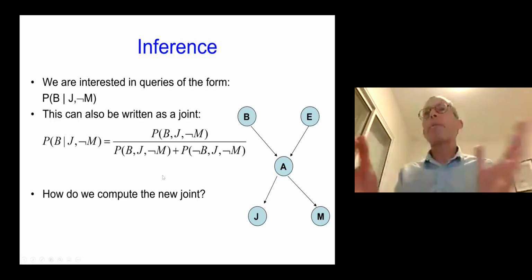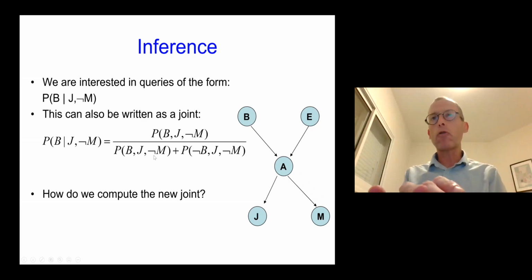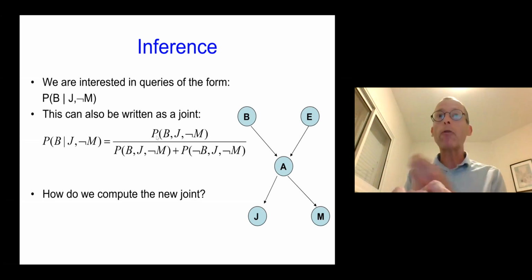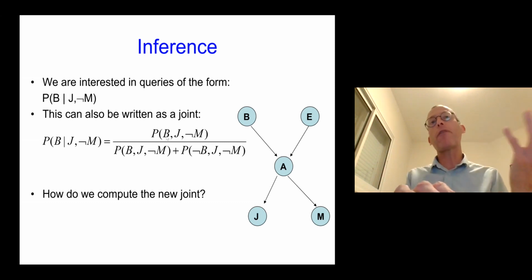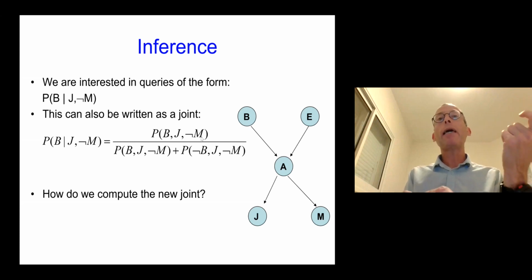So this is basically a simple way to turn a conditional into joints. Okay, that's not fully helpful, but it's helpful. But this is now a partial joint, right? We don't have all of the values in this equation. We only have 3 values: B is 1, J is 1, and M is 0.